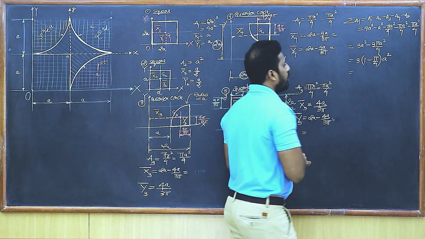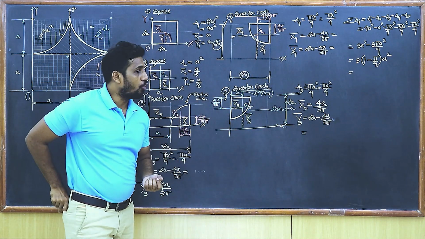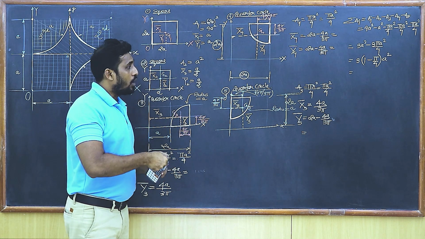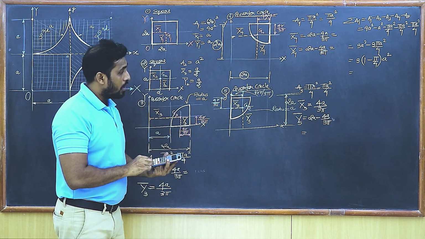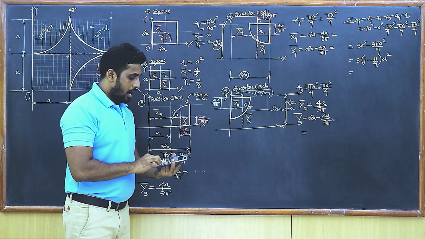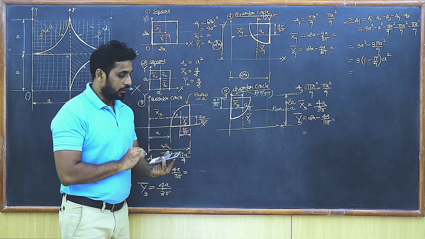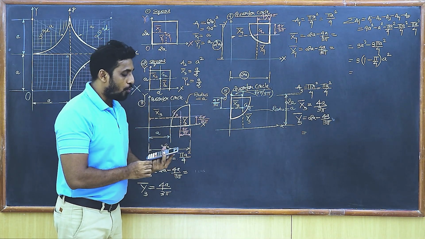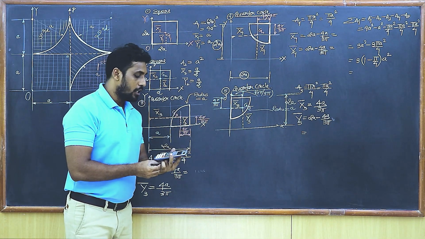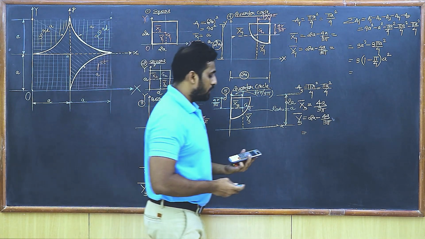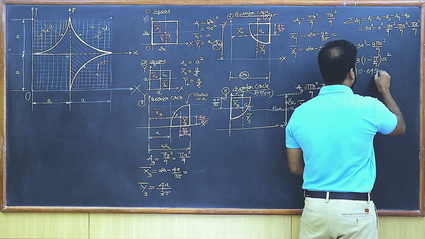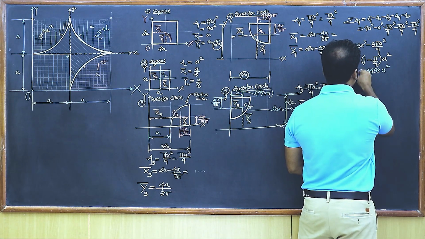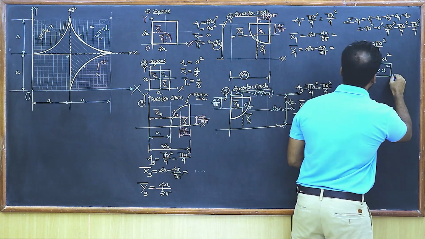So let's quickly get this value of 3 into 1 minus pi by 4, taking the help of a calculator. So I have 3 multiplied by 1 minus pi upon 4. The value comes here 0.6438. So I'm going to write the answer as 0.6438 a square. So that's the summation of all the areas.